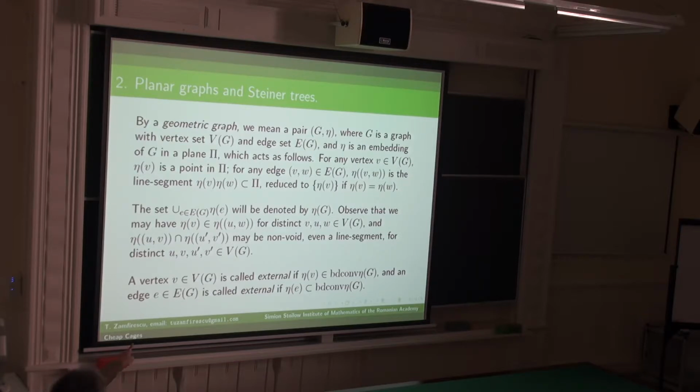Now, a vertex of the cage, I will take G to be the cage already, is called external if the projection is on the boundary of the convex hull of the whole projection. And an edge is external if the same happens: the edge projects into the boundary of the convex hull of eta of G. External vertex and edge.